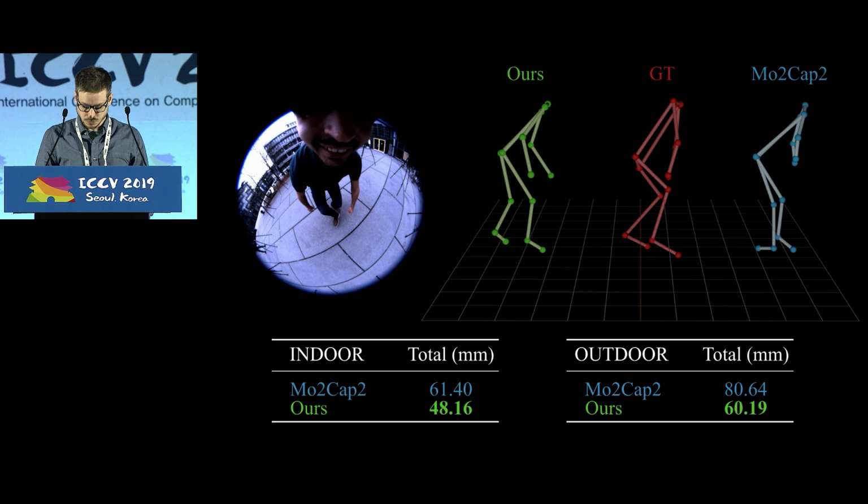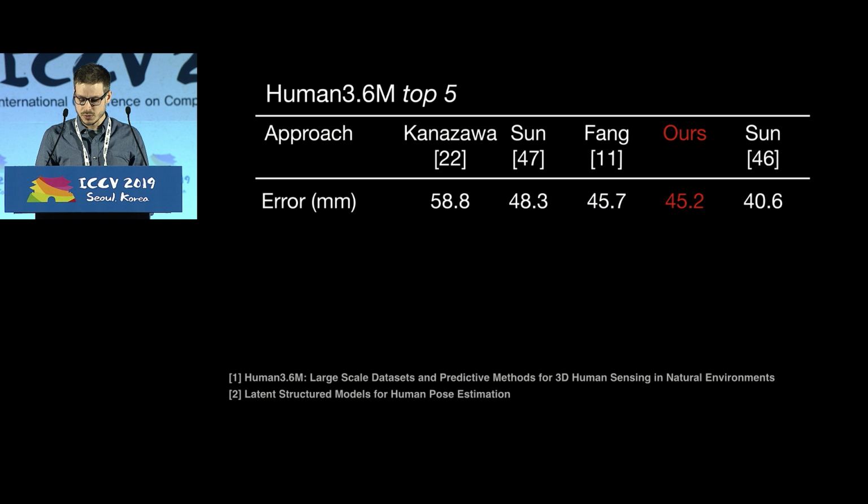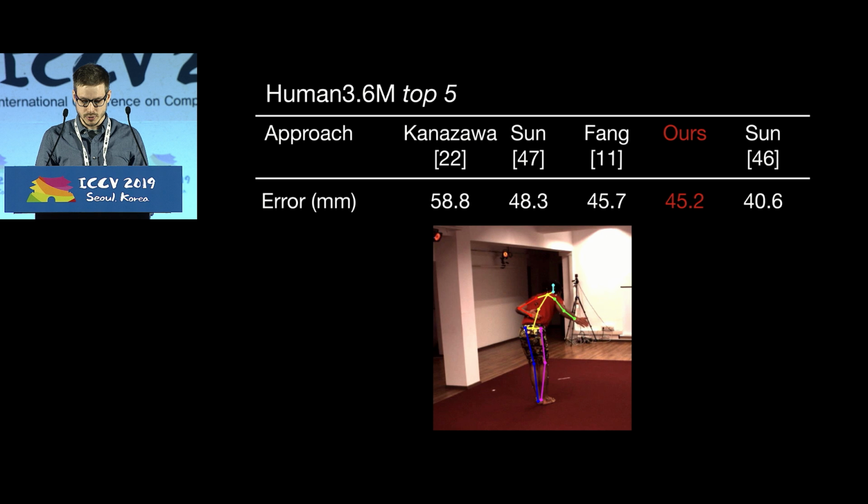Finally, here are some results on Human3.6M showing great performance on 3D human pose estimation from external cameras.